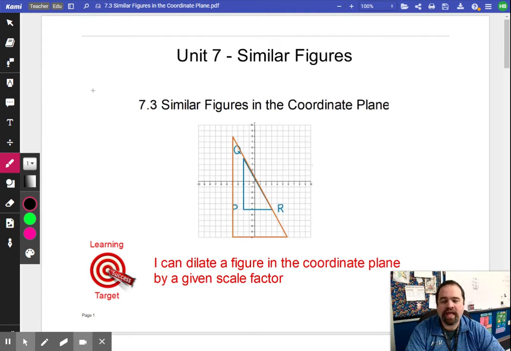So what we're going to be looking at is a figure. I typically stick to triangles, but there's a quadrilateral, I think, on the homework, where you have to enlarge or shrink down a figure using a scale factor, which we talked about earlier.